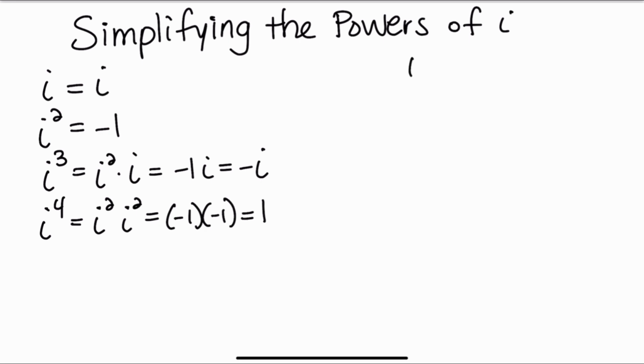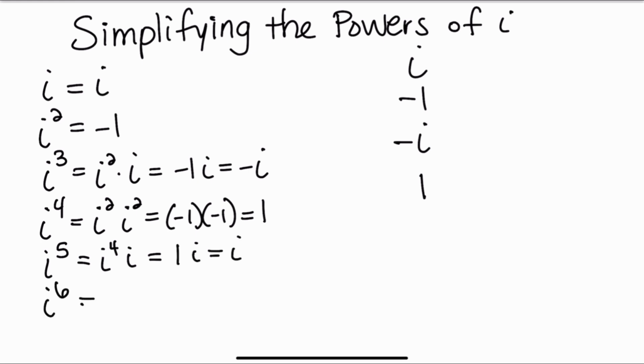So this pattern of i, negative 1, negative i, 1 repeats itself over and over every 4. What do I mean by that? Let's go i to the fifth power. i to the fifth power can be split up as i to the fourth times i. i to the fourth is 1, so this is 1 times i, which is i. i to the sixth power. i to the sixth power can be broken up 4 and 2.